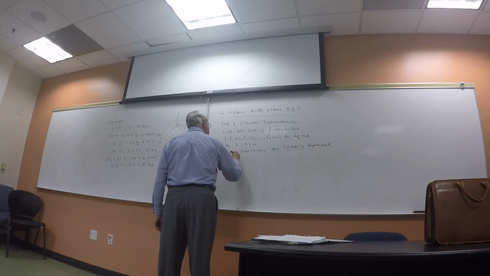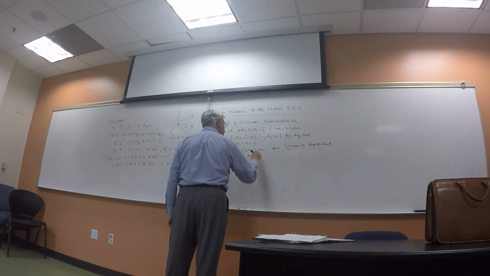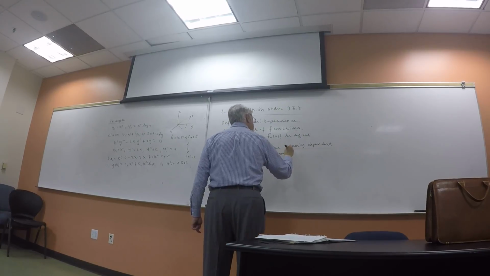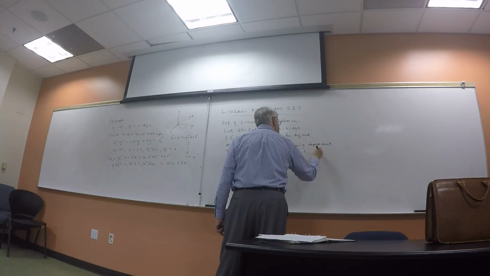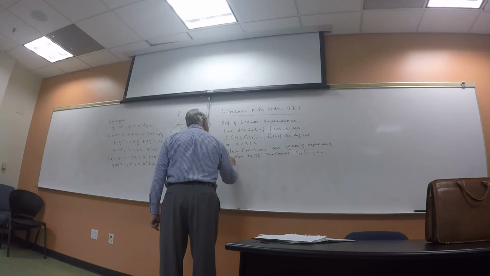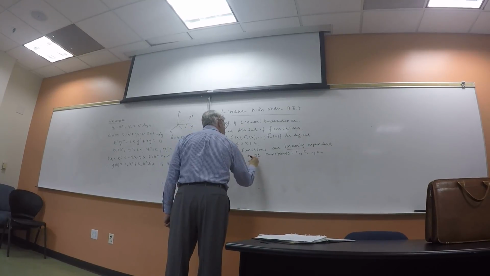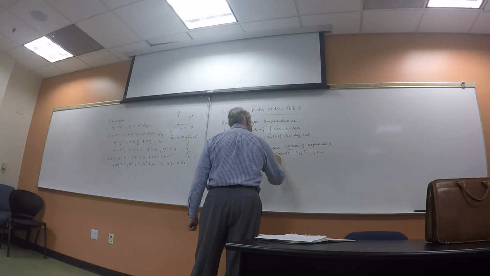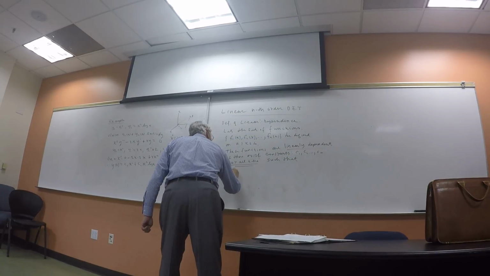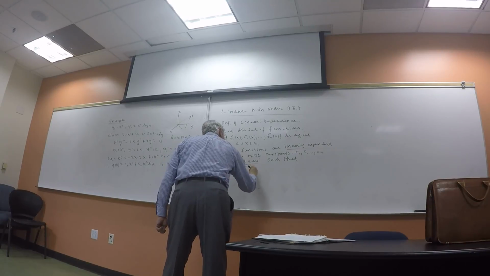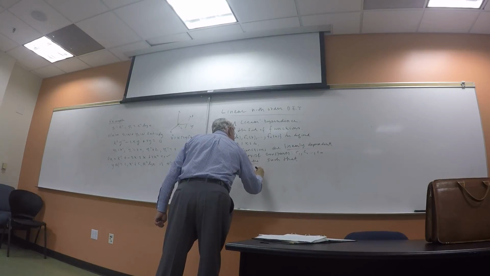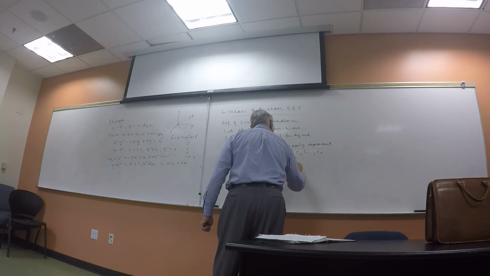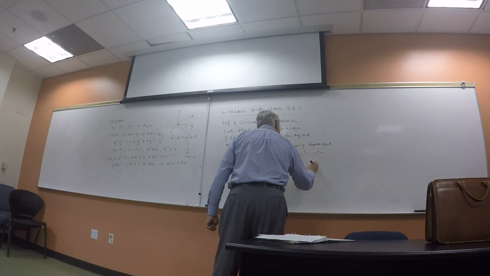If there exist constants, let's call them C1, C2, down to C sub n, and here's the critical point, not all 0, such that C1 F1 of x plus C2 F2 of x all the way down to Cn Fn of x is identically 0 on AB.